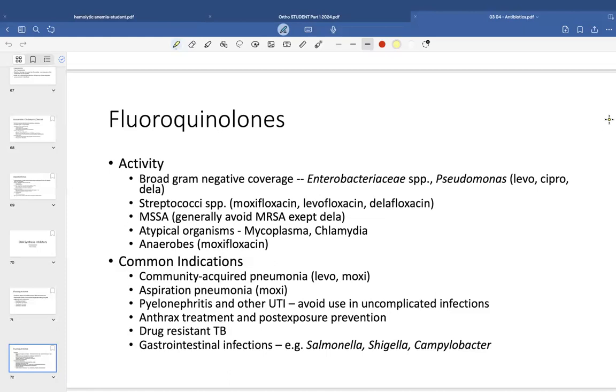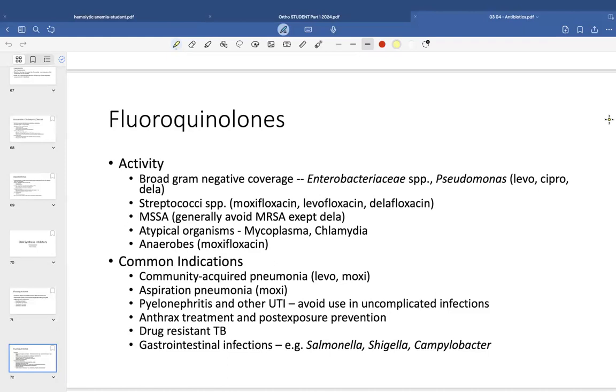UTI, Cipro, yes, it reaches good levels in the urinary tract, but again, if it's an uncomplicated UTI, we could usually use some other agents there. Anthrax is one of the key issues where it is important and it can be used, but it's not every day you're seeing patients with anthrax, but it's good to know it's out there.